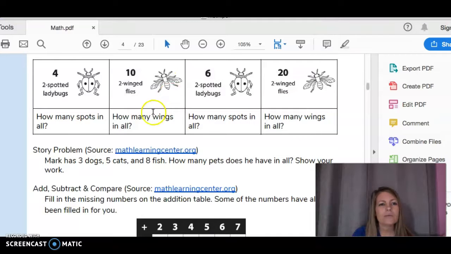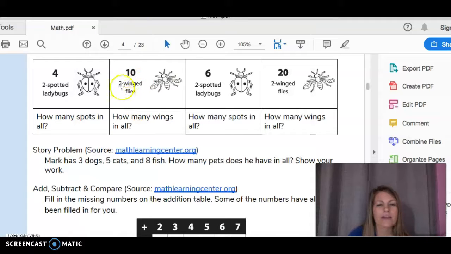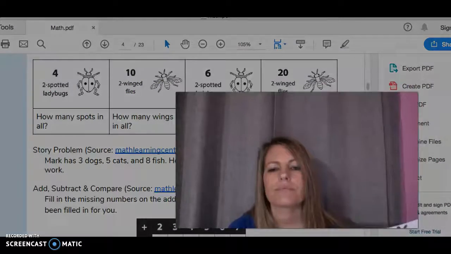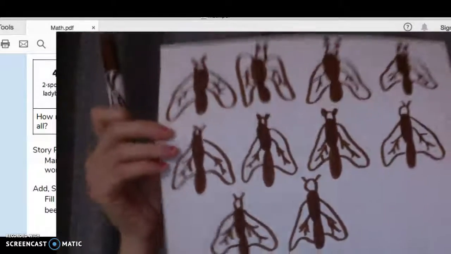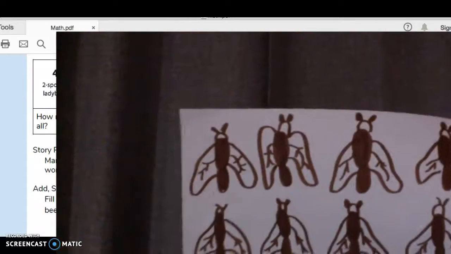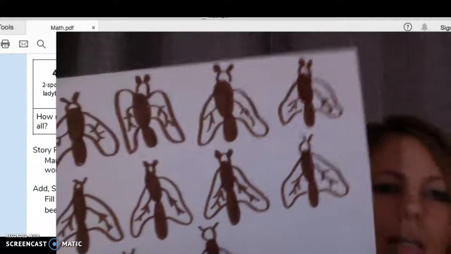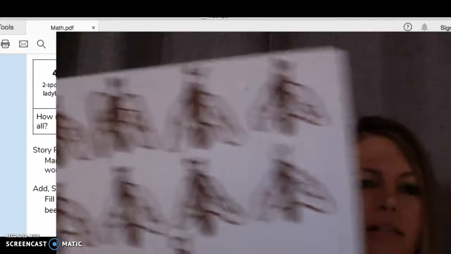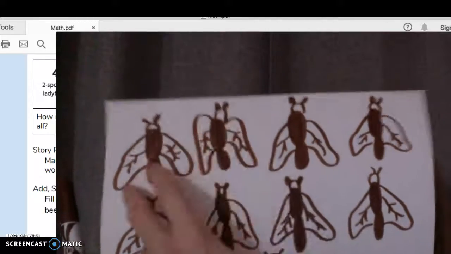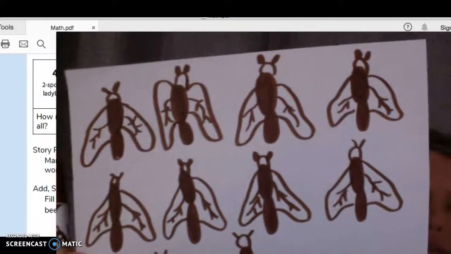All right, our next question asks, there are 10, just a second, let me get that out of there. Okay, there are 10 two-winged flies. Okay, so I went ahead and drew a picture. I drew 10, 1, 2, 3, 4, 5, 6, 7, 8, 9, 10. I drew the 10 two-winged flies that they were just talking about. Do you see how I made sure to have 2 wings on each of my flies? We have to decide how many total wings are there.